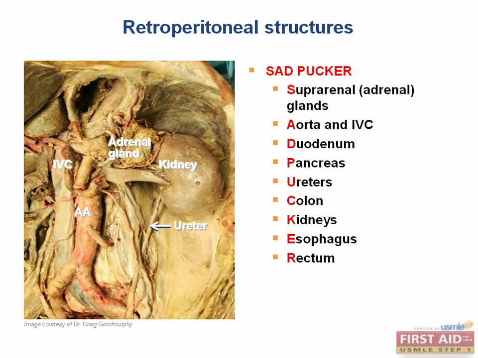Retroperitoneal structures are commonly tested on the boards by asking which structures are responsible for a patient's retroperitoneal hematomas. This is usually presented as a patient who has suffered abdominal and pelvic trauma, such as by a car accident.